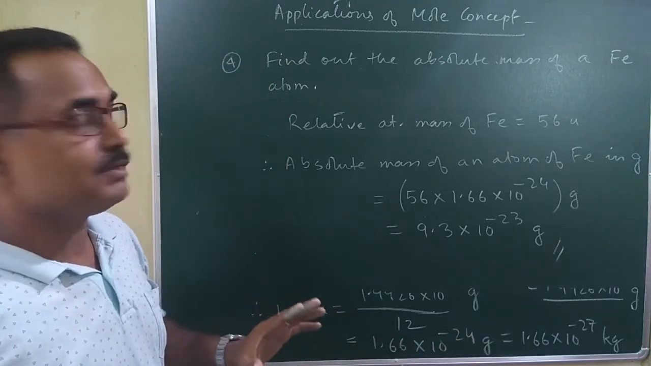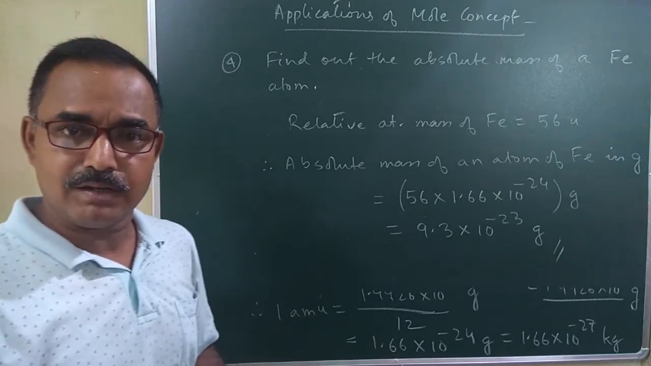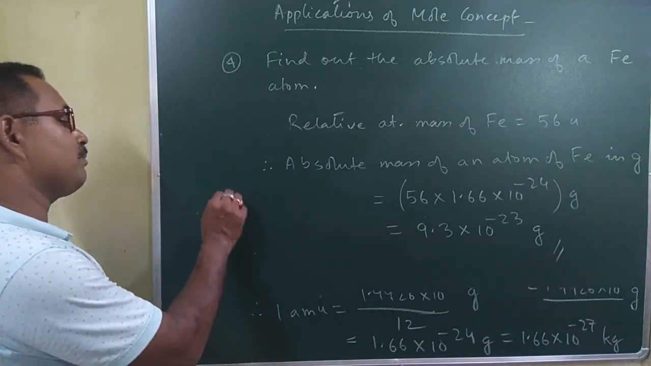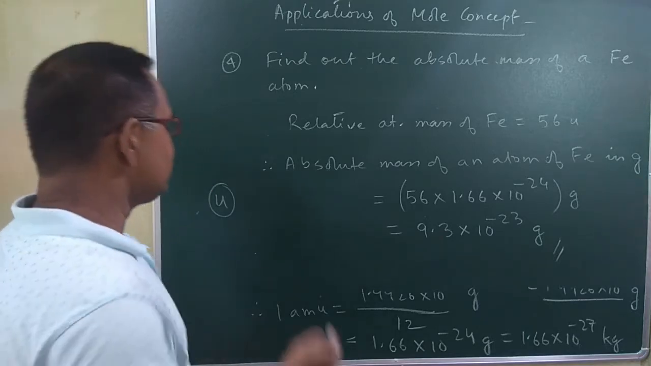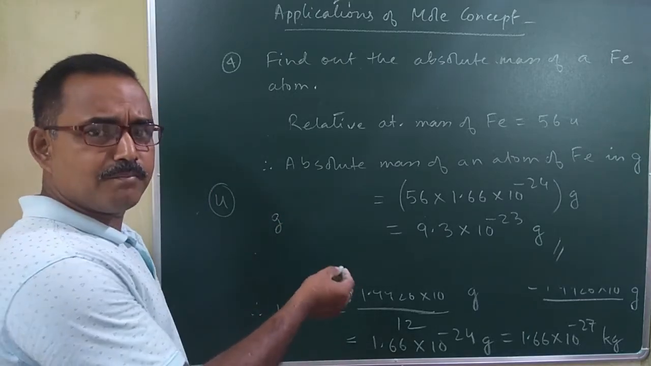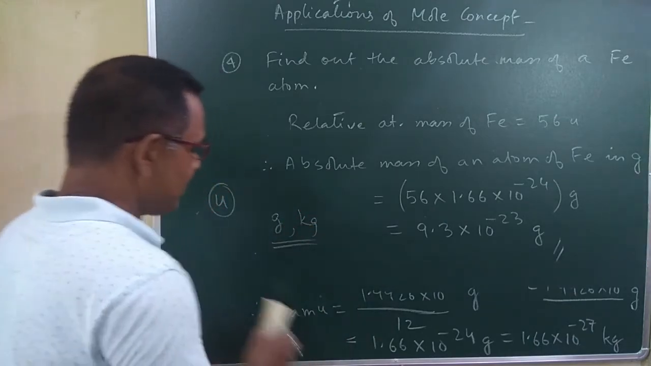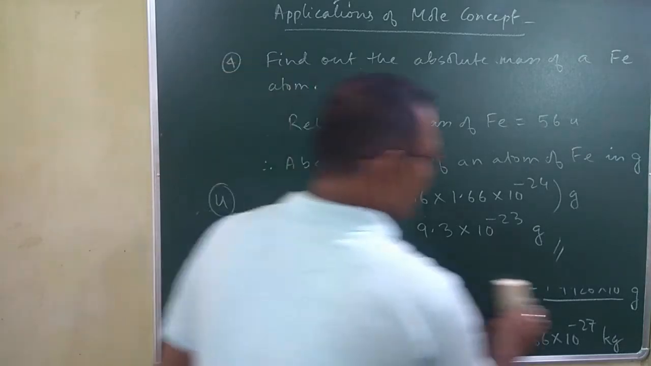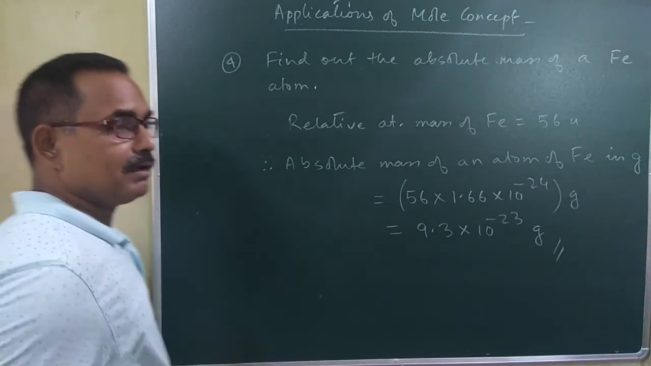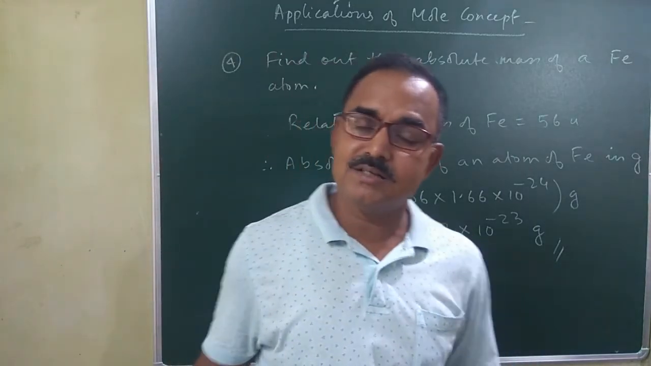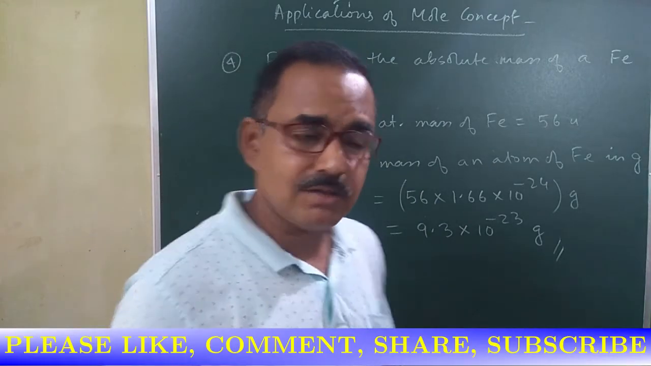Mind the difference between relative mass and absolute mass. Relative mass is related to some standard. Its unit is always the atomic mass unit, but absolute mass is the actual mass. Its unit is gram or kilogram, etc. Relative mass is the mass of an atom or molecule compared with some standard. That standard is usually 1 atomic mass unit.